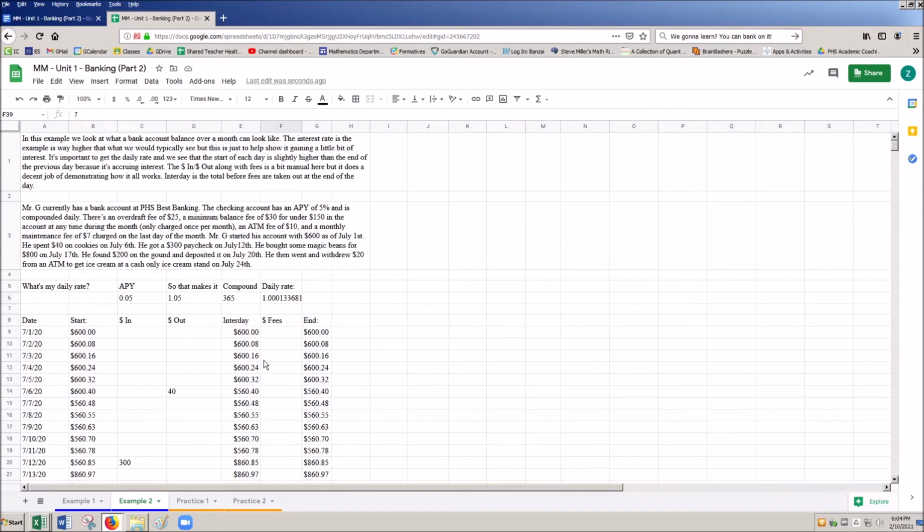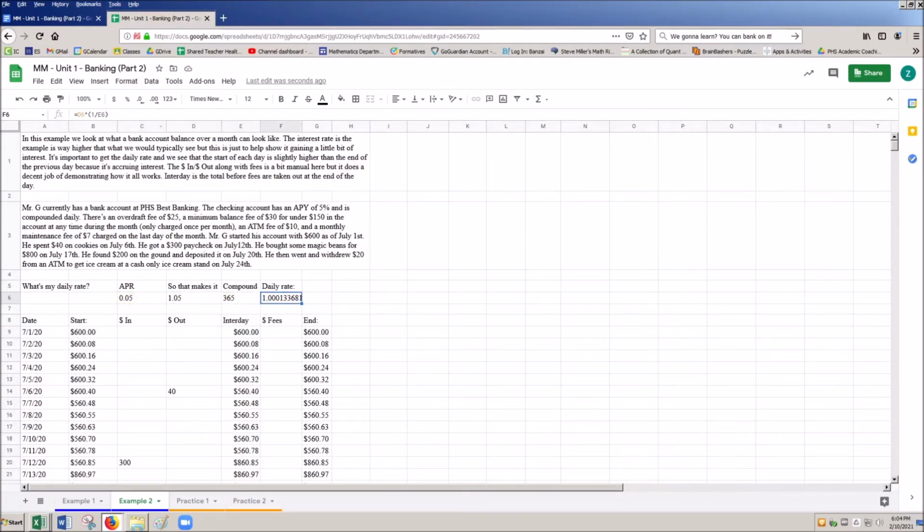So let's get into how this is all calculated. Before I do that, I want to know what my daily rate is. My daily rate is going to come from my APR. So my APR here is 5%. And what that does is it takes the interest rate here, which is going to be compounded.